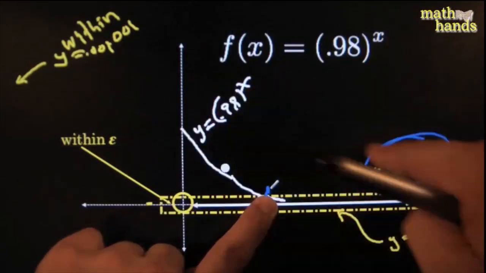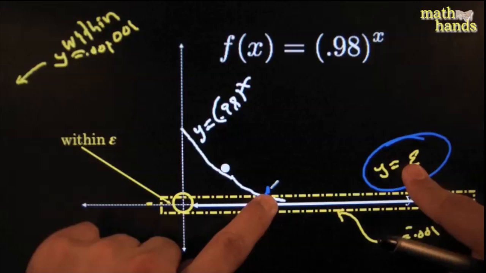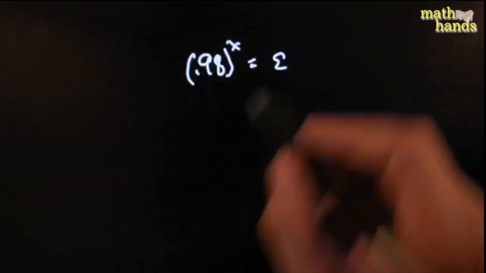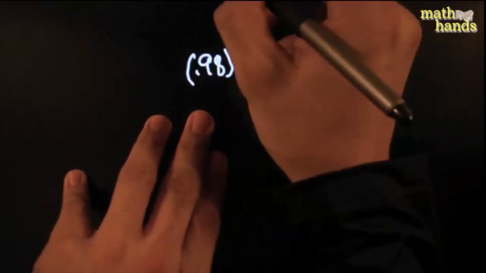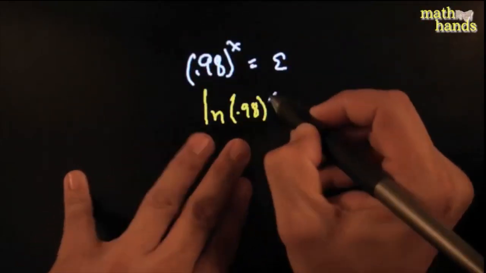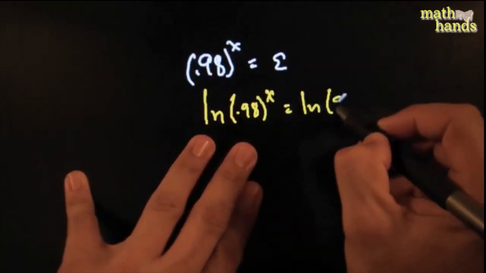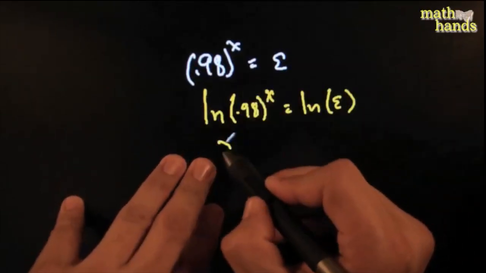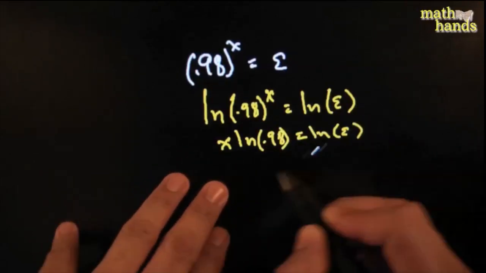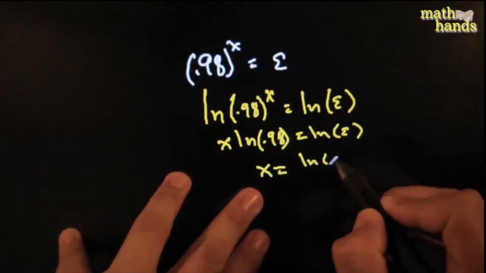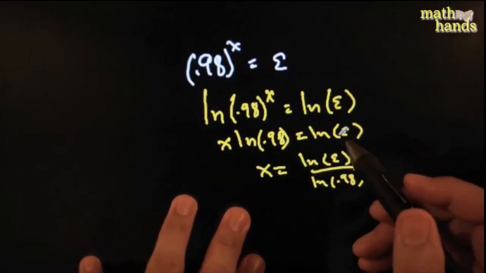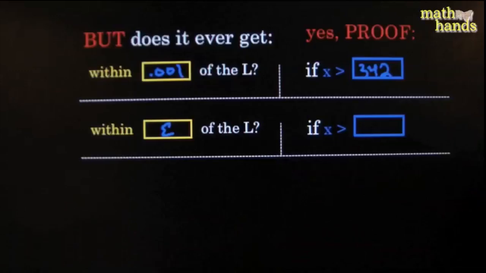I'm not afraid. So I would slap an ln on both sides. Let's go with yellow. ln on the left side, 0.98 to the x is equal to ln of 0.001. Bring down the x, so I get x times ln of 0.98, and that's equal to ln of 0.001. Divide both sides by this. Get ln of 0.001 divided by ln of 0.98.